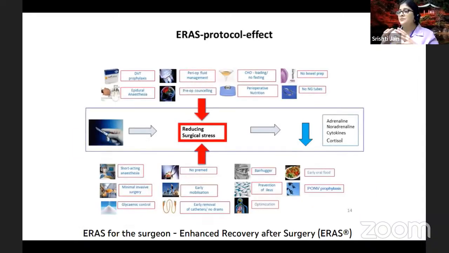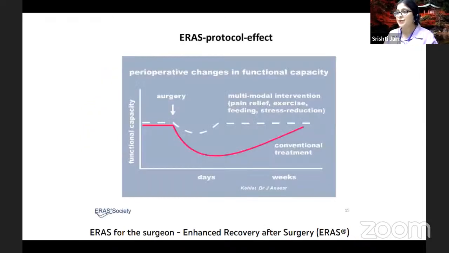And with ERAS items, if we follow them, we cannot exclude anyone. We have to follow them as a bundle, maintain compliance, and do audits in our institutes to check whether we are able to follow the ERAS protocols or not. And we find that it reduces the surgical stress, it reduces the cytokines, adrenaline, noradrenaline, and cortisol, and hence results in early recovery of our patients.